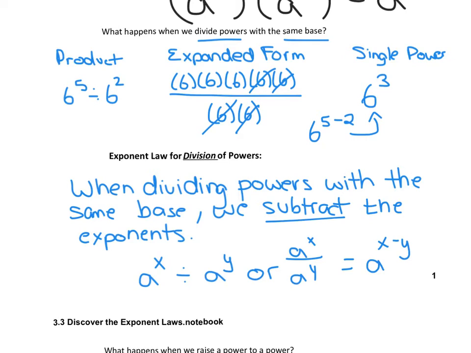So now the rules seem a little bit better. When you're multiplying same base powers, you add. When you're dividing same base powers, you subtract the exponents. Okay? It's kind of lining up a little bit. Any questions on those so far? Because now we're going to move into some other examples, some other laws.